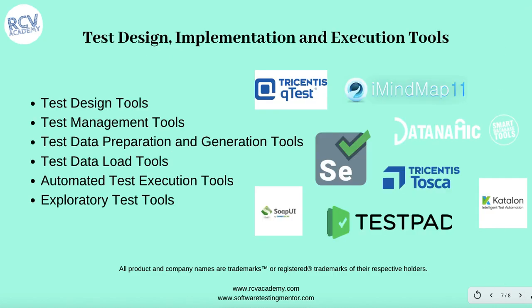Then the next set of tools is the test design, implementation, and execution tools. These are the tools that you will use frequently in Agile development projects for test design, implementation, and execution. Some are manual tools for test design, and some are automation tools. In testing, you have test design, management, data preparation and generation tools, test data load tools to expedite the data load, and automated test execution and exploratory test tools.